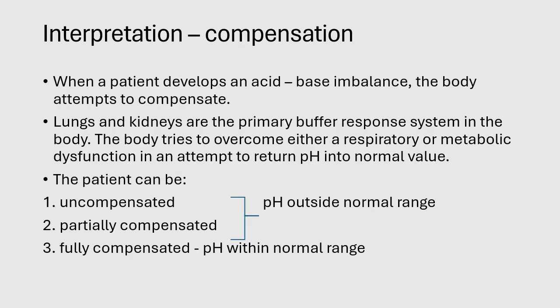Interpretation of compensation of acid-base imbalance. When a patient develops an acid-base imbalance, the body almost immediately attempts to compensate for it. As described previously, the main mechanisms are through the lungs and kidneys. When the patient has not compensated or only partially compensated the imbalance, the pH remains outside normal range, while a fully compensated imbalance is associated with a pH that has returned to normal range.